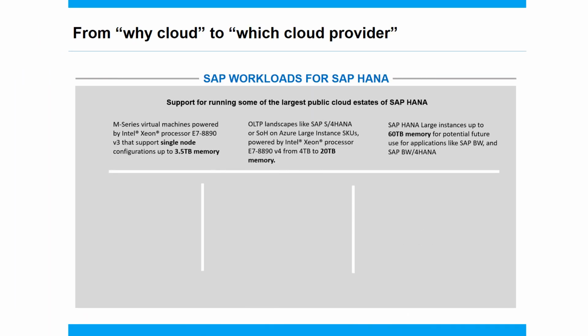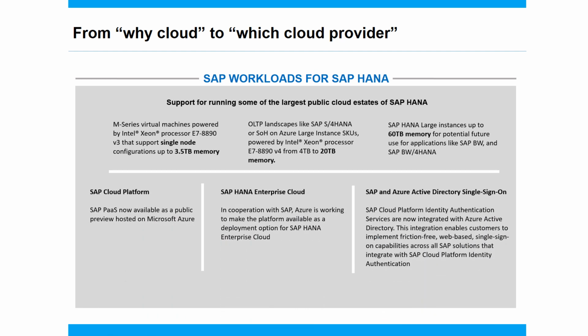Today, Microsoft Azure supports the largest public cloud estate for SAP HANA. The M-series virtual machine on E7 v3 supports a single load configuration with 3.5 TB of memory. For S/4HANA or Suite on HANA landscapes on Azure, we can go from 4 TB to 20 TB of memory. For BW on HANA or BW/4HANA landscapes, we can go up to 60 TB of memory.